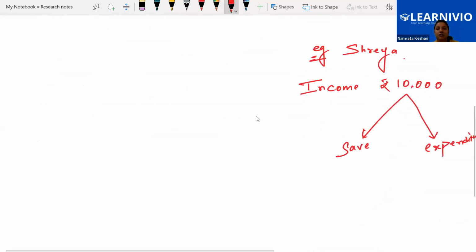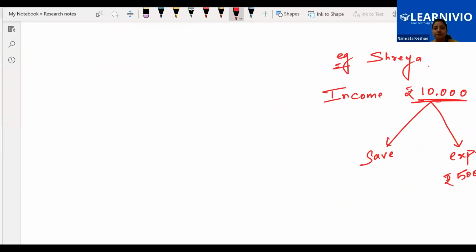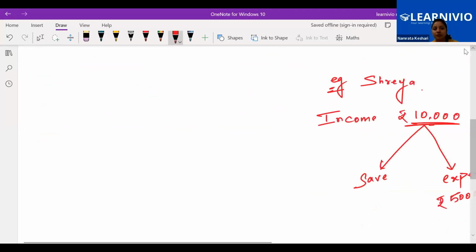So can you see, income is 10,000. Let's say she is spending rupees 5,000 per month. Then what is the saving? What amount will she be able to save per month? If she is earning 10,000 a month and is spending 5,000 a month, that's called expenditure. If the expenditure is 5,000 a month, then what will be her saving? 5,000, right? It will be 5,000 rupees.